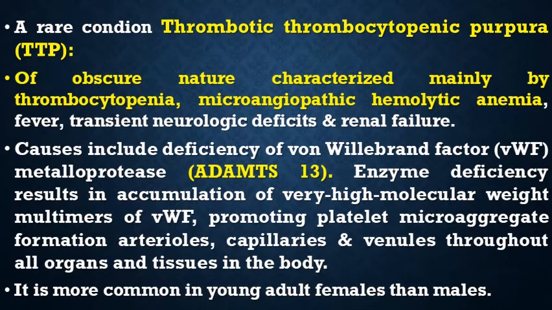Thrombotic thrombocytopenic purpura is a rare condition of unknown or obscure cause, characterized by thrombocytopenia, microangiopathic hemolytic anemia, fever, transient neurological deficit and renal failure. The cause includes deficiency in von Willebrand factor metalloprotease, ADAMTS13 enzyme deficiency, resulting in accumulation of very high molecular weight multimers of von Willebrand factor. So this will promote platelet microaggregation in the arterioles, capillaries, and venules throughout all organs and tissues in the body. More commonly occurs in young adult females than males.